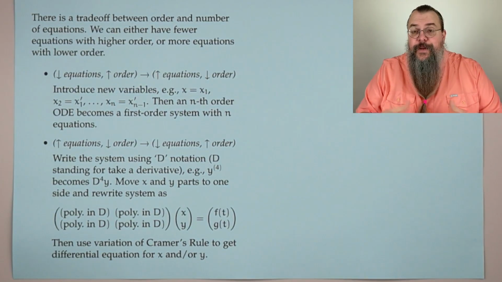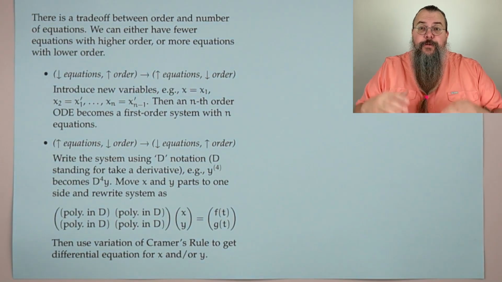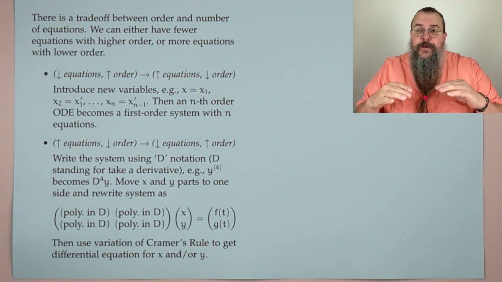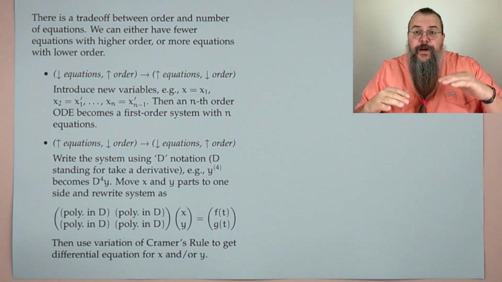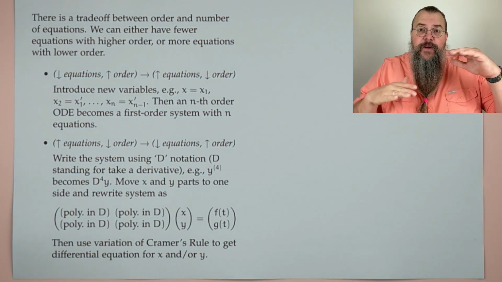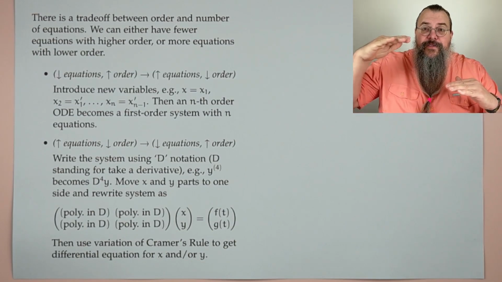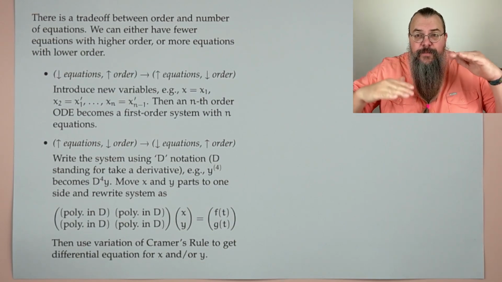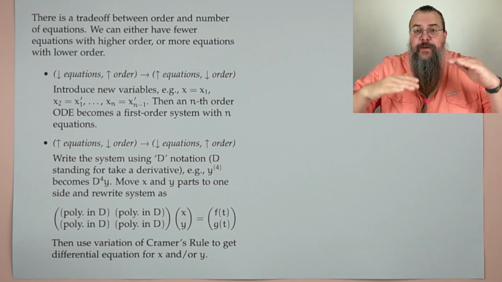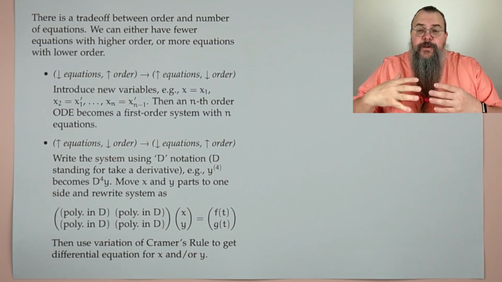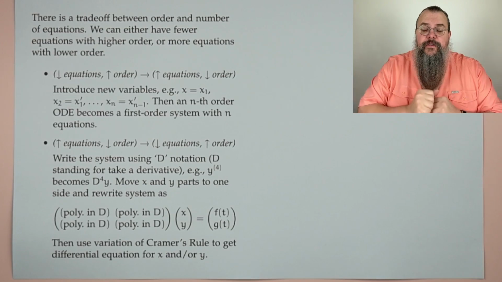Now, as we go and set up our systems of equations, we start to discover that there could be the scenario where we have lots of equations, but not very many derivatives, or we can have few equations, but lots of derivatives. We can actually even go in between the two. There's this trade-off that happens. So how does one go between the two scenarios?